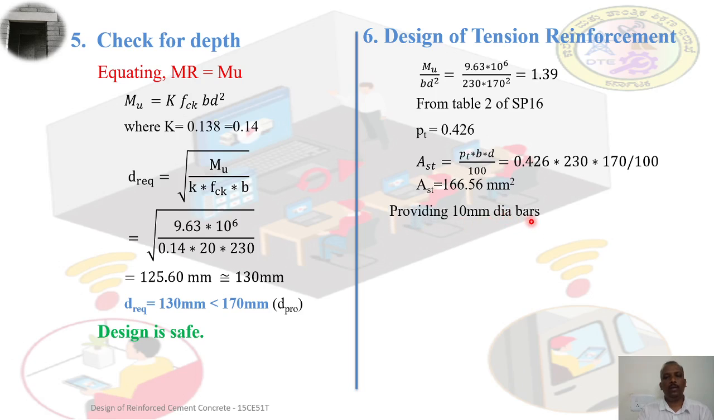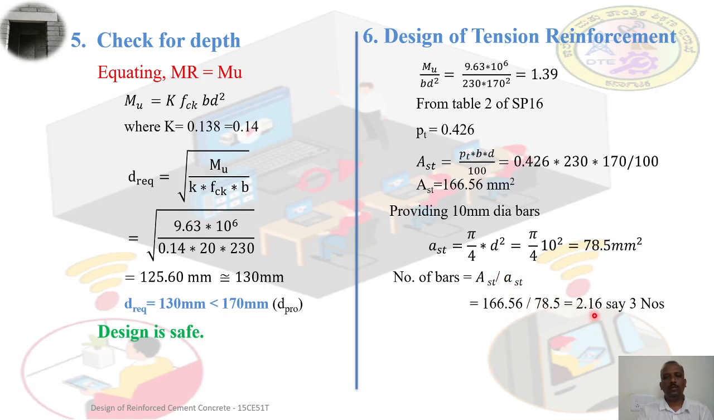Providing 10 mm diameter bars. The area of one bar is equal to pi by 4 into d square, that is equal to 78.5 millimeter square. So the number of bars is equal to total AST divided by the area of one bar. So we are getting 2.16. So you may say it is 3 bars. So provide 3 numbers of 10 mm diameter bars. This is related to flexural conditions, that is the bending moment design consideration.